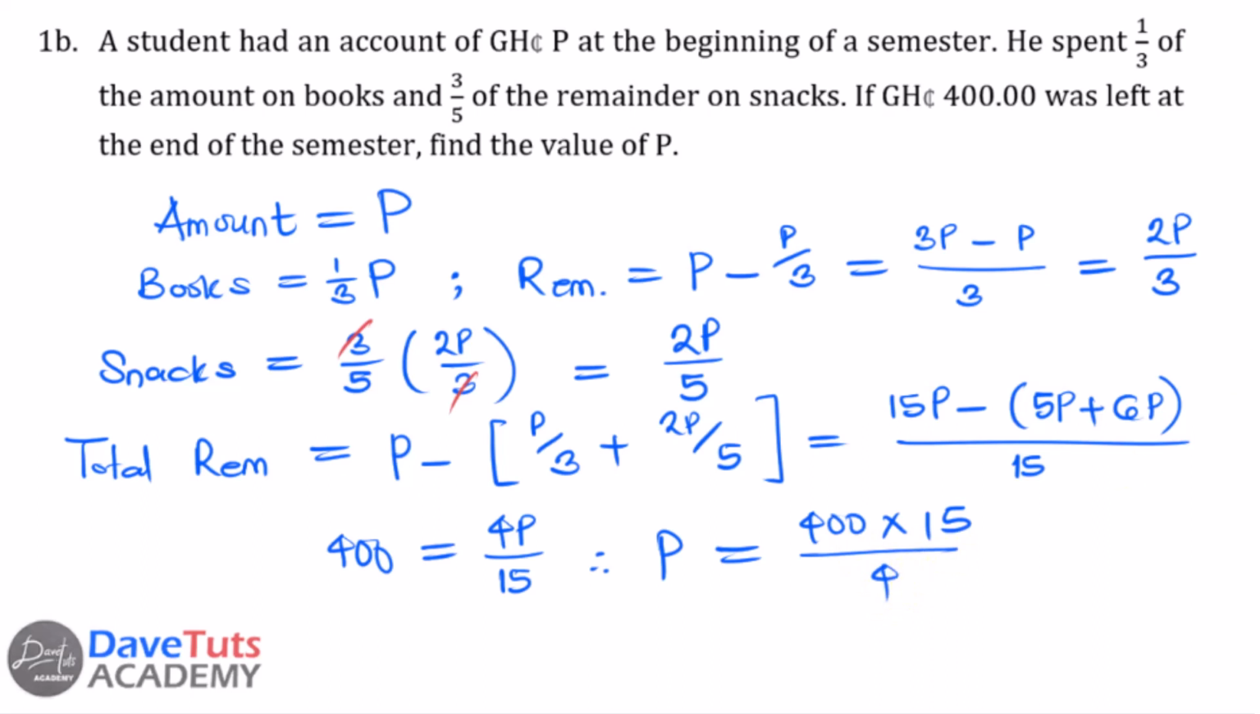Okay, so we can just cut, saying that here we can have 4 here, 1, 4 in 400 is 100, such that the value of p that we are looking for, which is the original amount, will be 100 times 15, and 100 times 15 is nothing but 1,500 Ghanaian cedis. So we have 1,500 Ghanaian cedis as the original amount that the student had in his account.